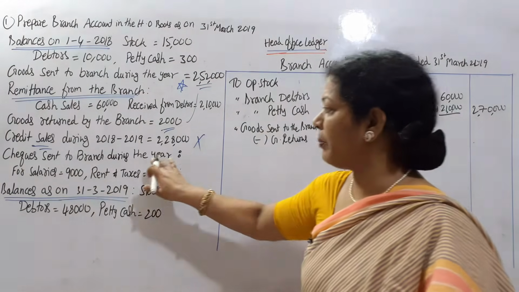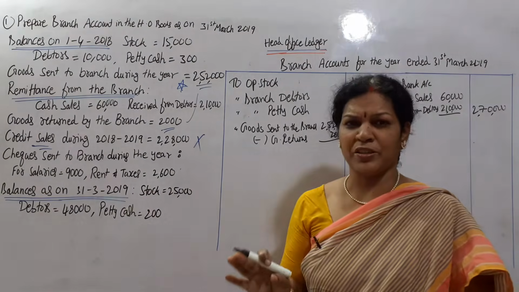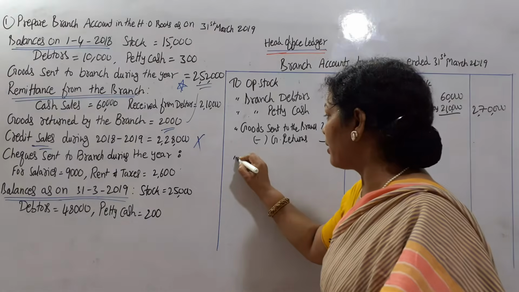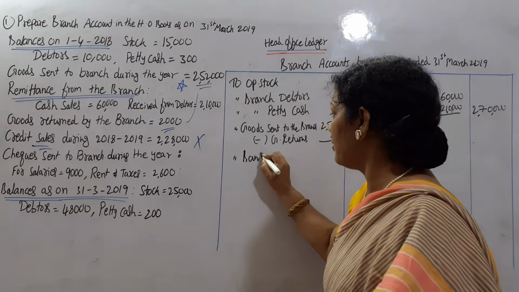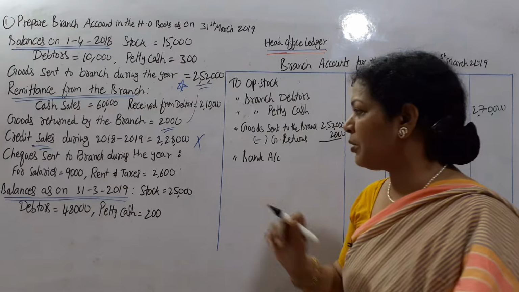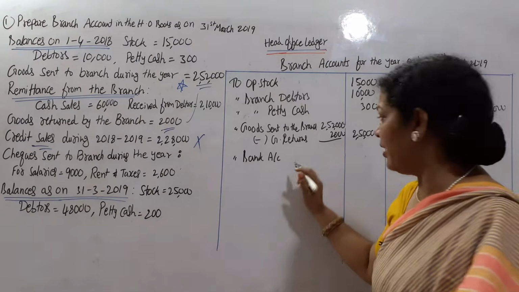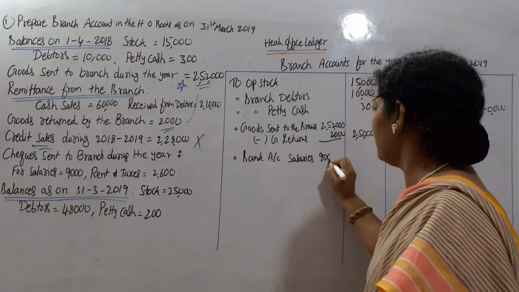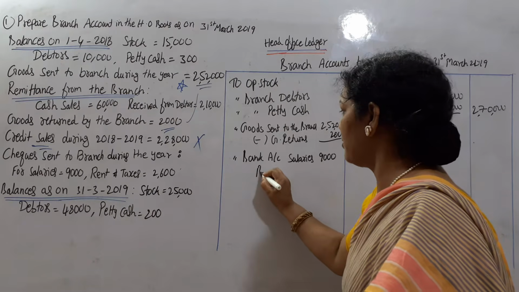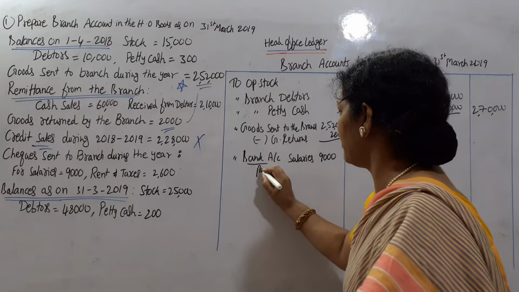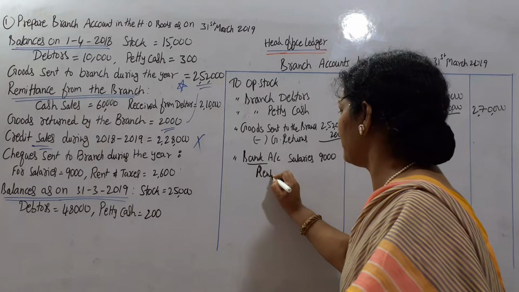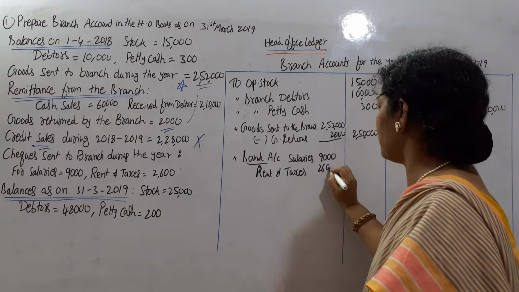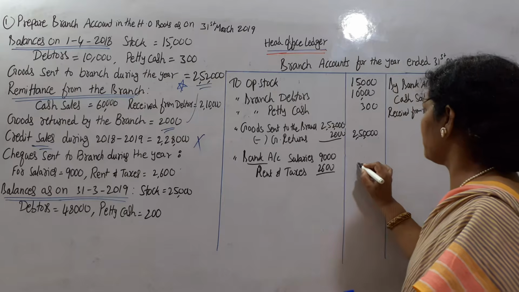Next, cheques sent to the branch during the year. For what purpose? Expenses. Any expenses come on the debit side. We'll say to bank account. What are those expenses? Salaries. In the inner column we can write salaries 9,000, rent and taxes 2,600. So together 11,600.